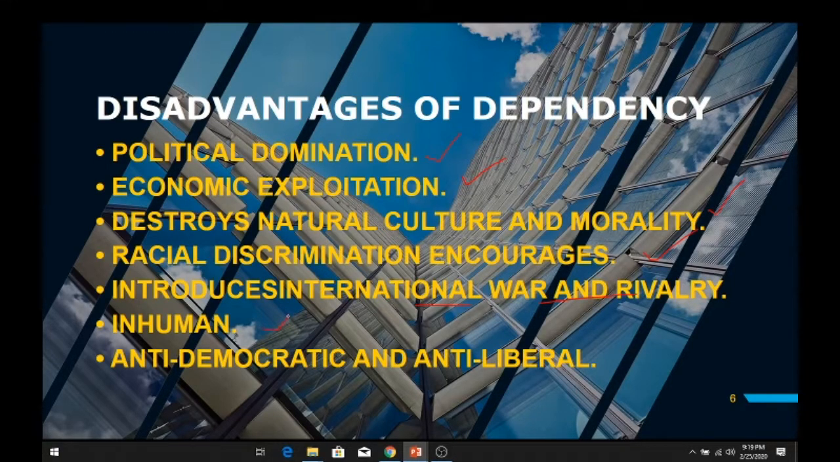It is inhumane for the weaker or underdeveloped country, because it is being exploited by all the countries above it. It's anti-democratic and anti-liberal, because the decisions of the country itself are not implemented directly. It is controlled by the countries above itself. So these were a few disadvantages of the dependency theory. So that was all about dependency theory.